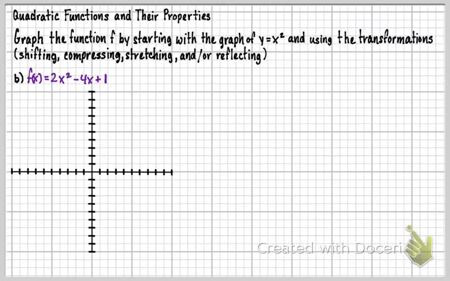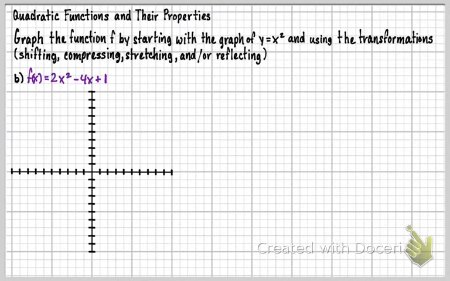Graph the function f by starting with the graph of y equals x squared and using the transformations shifting, compressing, stretching, and/or reflecting. So for this problem, we've got f of x equals 2x squared minus 4x plus 1. What we need to do first is put it in standard form, as they called it in this section, but it's also called vertex form. So we're going to get it in that form of h, k.